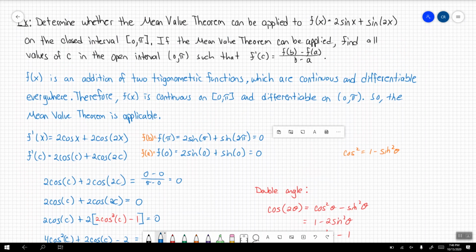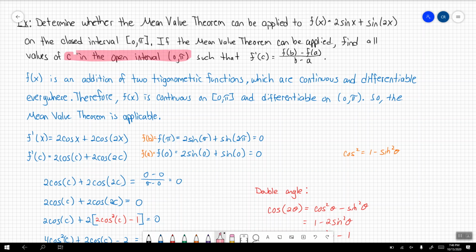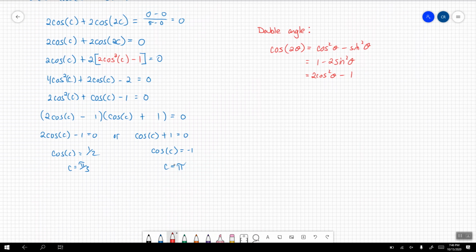The values that we just found must lie in this open interval, which means endpoints are not acceptable. And there's the issue. Interval endpoint, can't use it, which means there's only one possible solution, which means c must be pi thirds. And that's exactly it. That is the value that we are looking for.